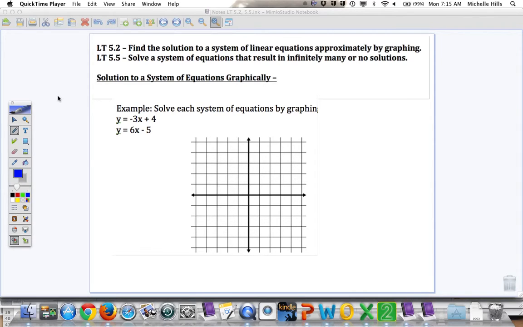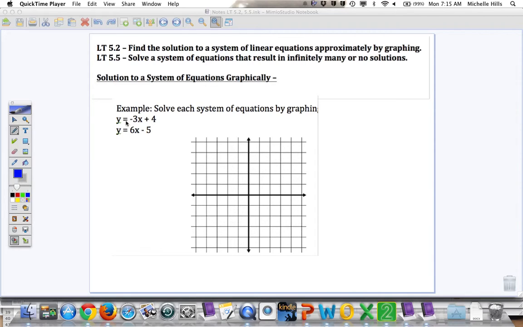Now, I talked about this in the previous notes, but if you're looking at a solution to a system of equations, it's the point of intersection that I find if I were to graph the two lines. So really, in these, we're going to graph each of these lines carefully, and then we're going to look for the points of intersection.